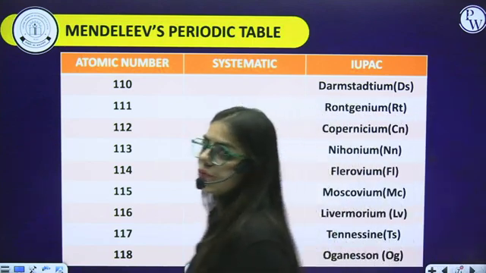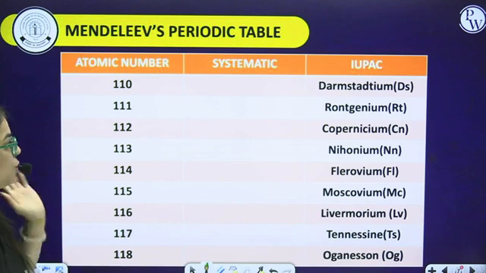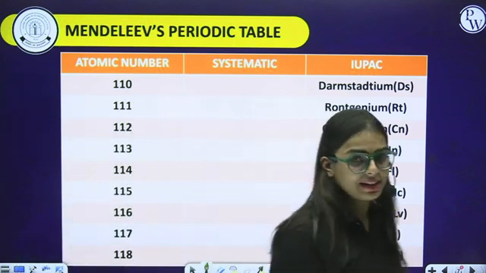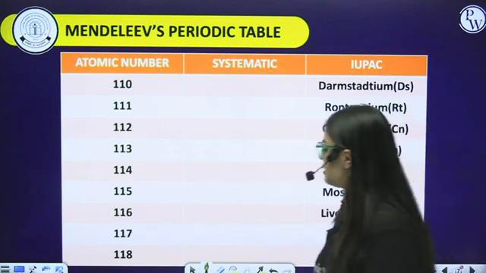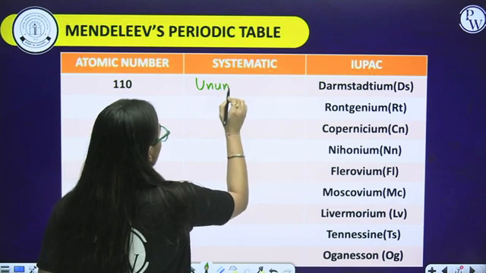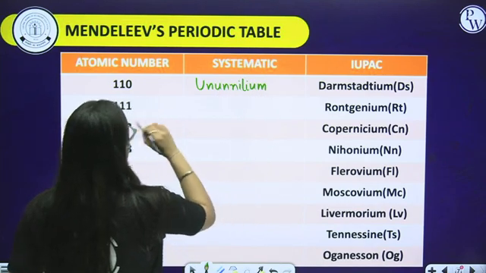In the similar way, you have to do for 110 to 118. Shall we start? Yes, everybody, giving you 2 more seconds. Everybody do on your own. Then we are going to match your answers with mine. Yes, everyone, shall I start now? So for 110, for 1 it is again un. For 1 it is again un. For 0 it is nil. Then comes ium. Then 111.